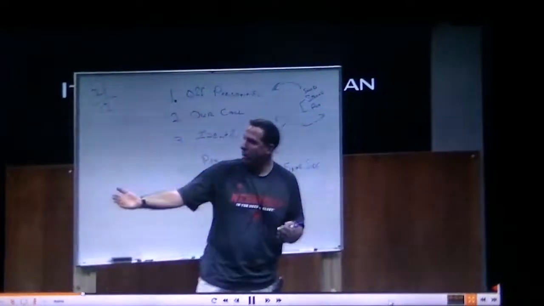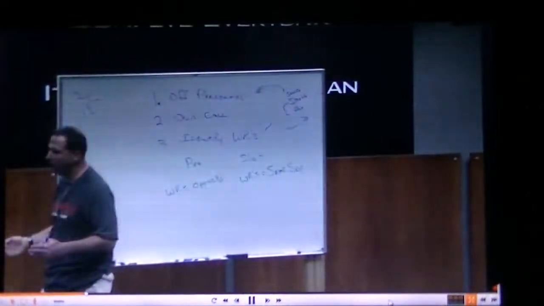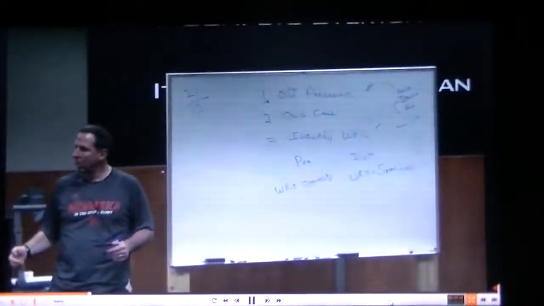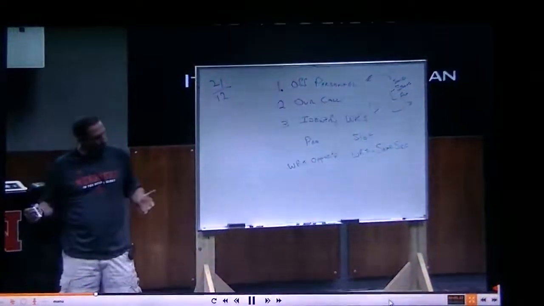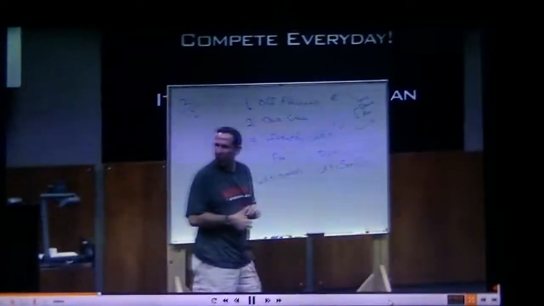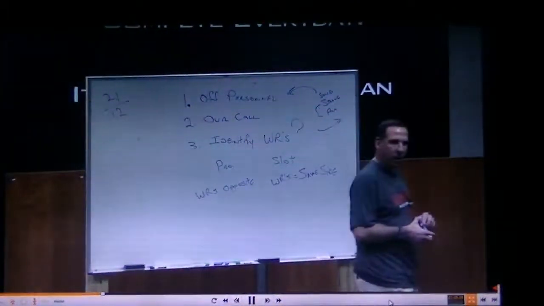In pro, what do you have to know? You have to know that both receivers are opposite. And then I've got to know where the wide tight end is. Who's going to tell me where that wide tight end is? There you go.